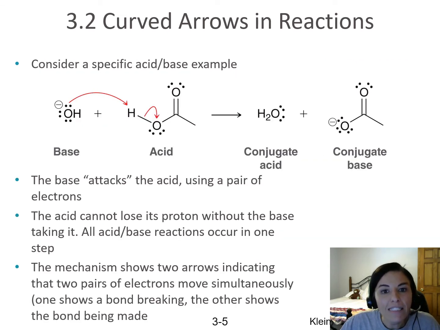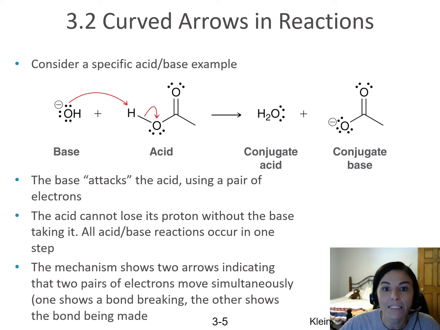So consider a specific acid-base example, right? The base attacks the acid using a pair of electrons. The acid cannot lose its proton without the base taking it. All acid-base reactions occur in one continuous step. We call this a concerted reaction. The base takes the proton, and the electrons from the hydrogen bond to the atom it was attached to stay with the atom, which will become the conjugate base.